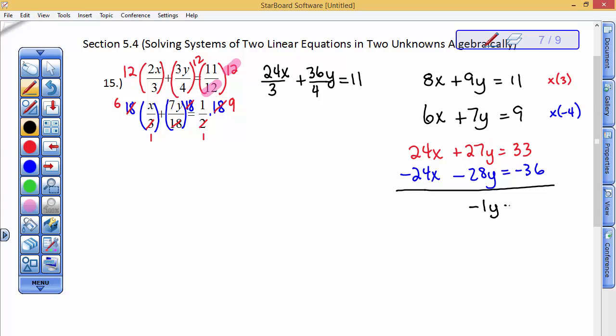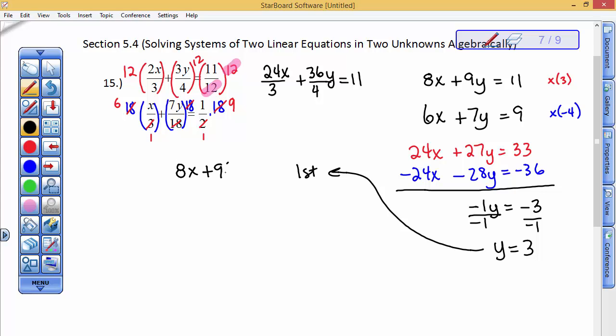When you divide both sides by a negative 1, you get y is a positive 3. Personally, I'm going into one of these equations with the y. Really doesn't matter which. So I'm going to go into the first equation, which is 8 times x plus 9 times y, which is 3, equals 11. I'm going to explain to you why I do this, because usually this is against the rules.